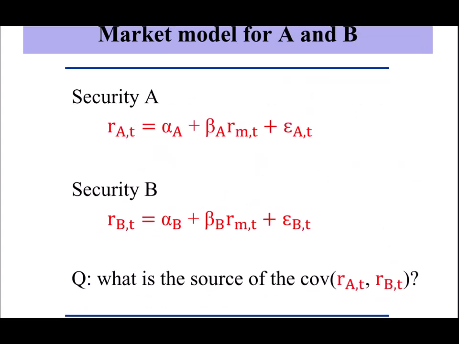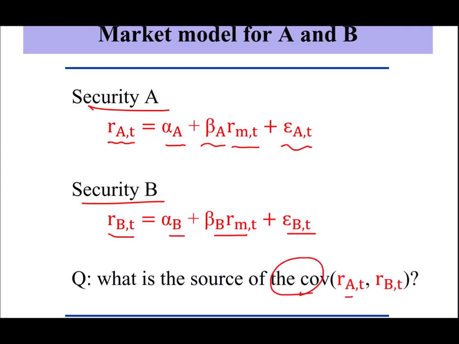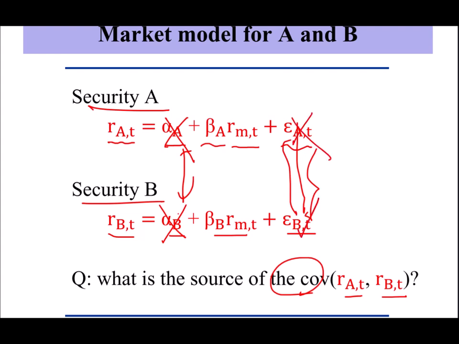Let's think about the market model for two securities, security A and security B. RA is equal to alpha A, a constant, plus the beta of that company times market return, plus the idiosyncratic movement of that company. We have the same specification for company B. What is the source of the covariance between A and B? Now alpha A and alpha B are constants, so there are no variations. So these are not the source of common variations. And we assume this is the idiosyncratic term. Covariance between this and this will be close to 0, approximately 0.